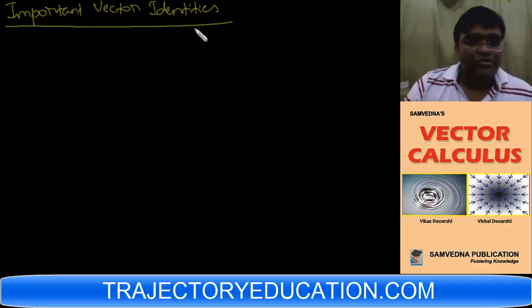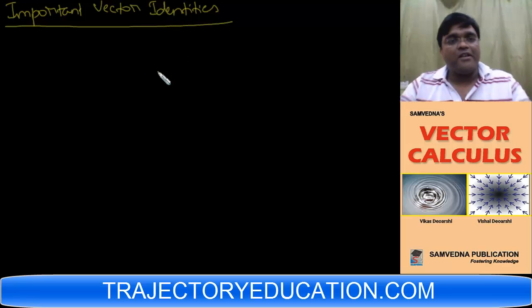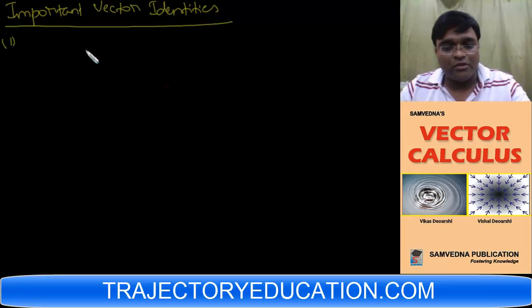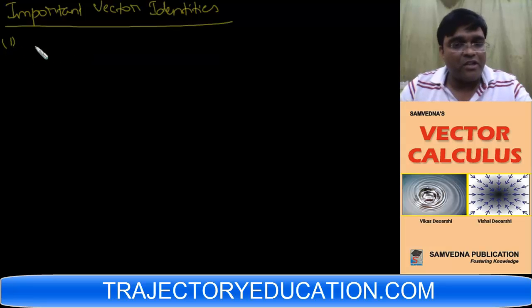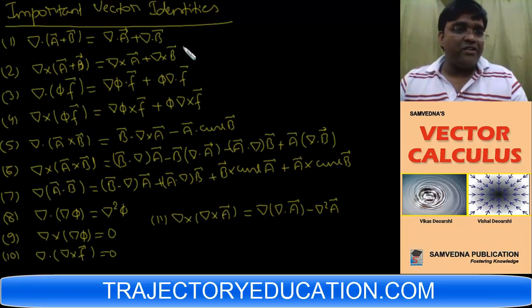Now I'll discuss with you some important vector identities. I'll list down those vector identities and then I'll discuss with you which one is more important, right? I'll write down the vector identities one by one. There are 9 or 10 vector identities which are very important. They are, so you have these identities.